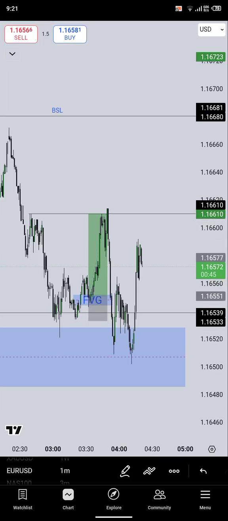So two lessons learned on this trade. Number one, simplicity. Number two, higher time frame, very important.